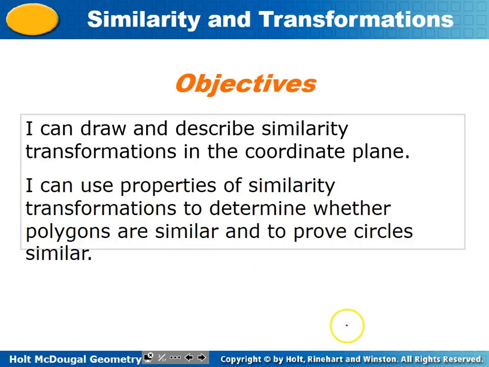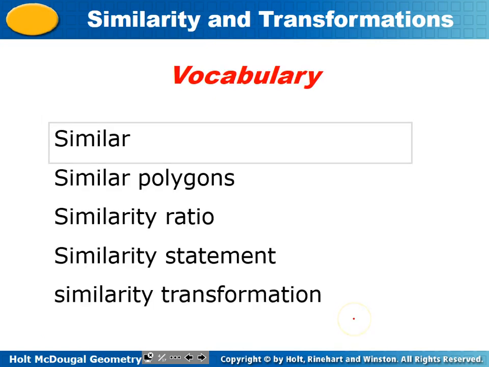So our objectives today are that I can draw and describe similarity transformations in the coordinate plane, and that I can use properties of similarity transformations to determine whether polygons are similar and to prove circles are similar as well. So our vocab was similar polygons, similarity ratio, similarity statement, and similarity transformation.